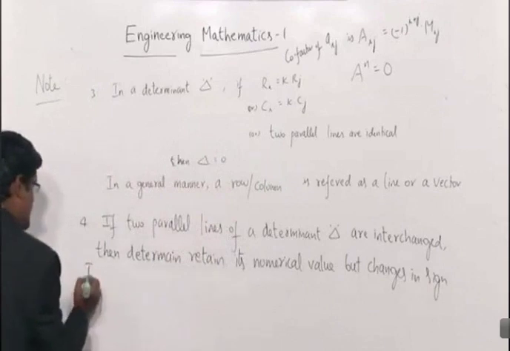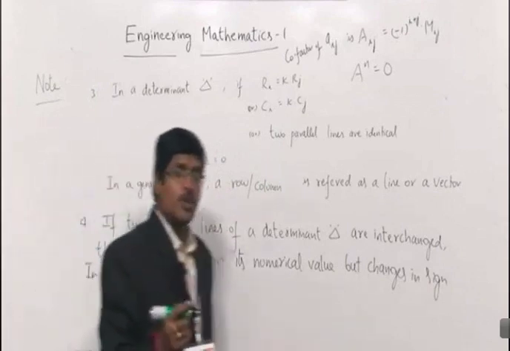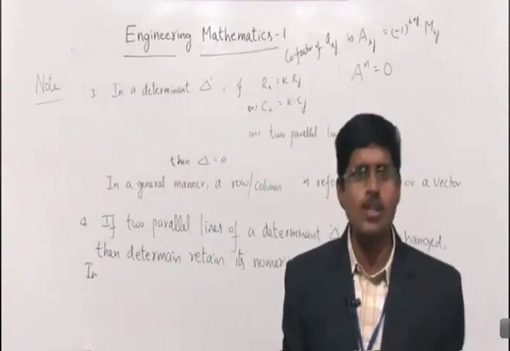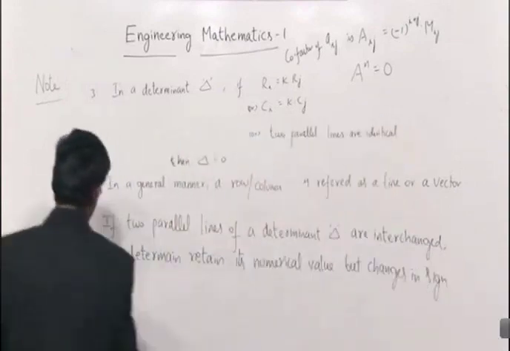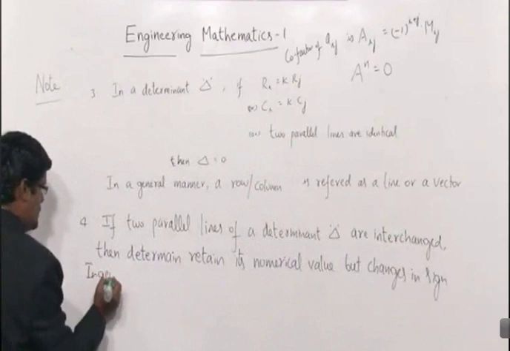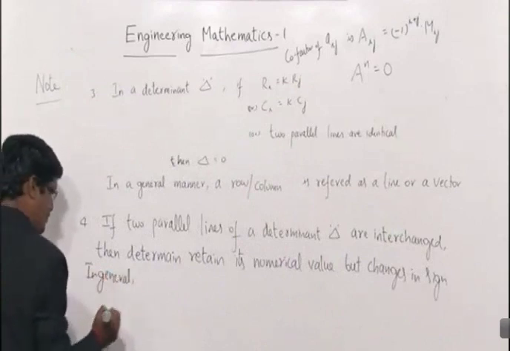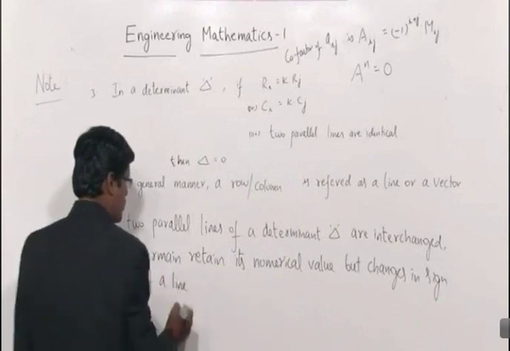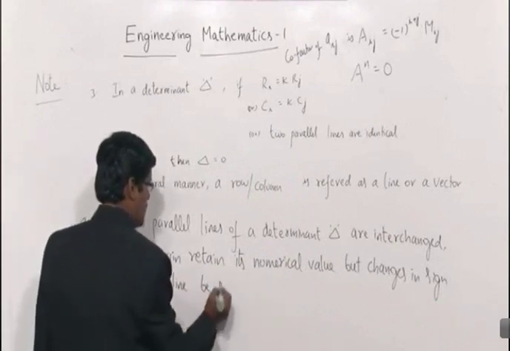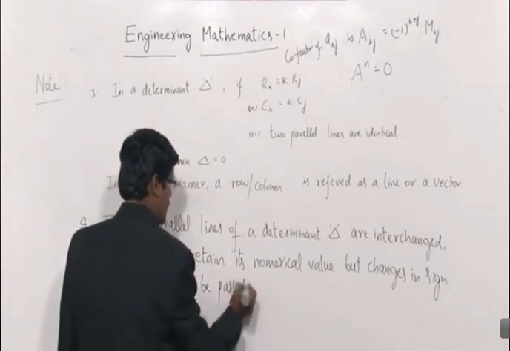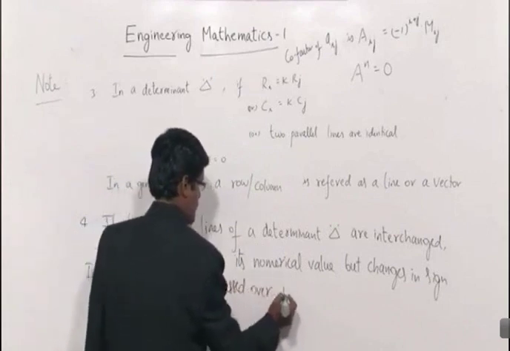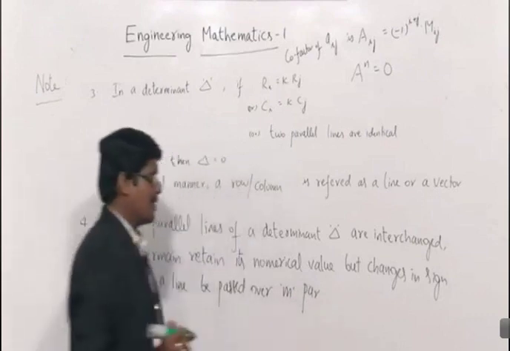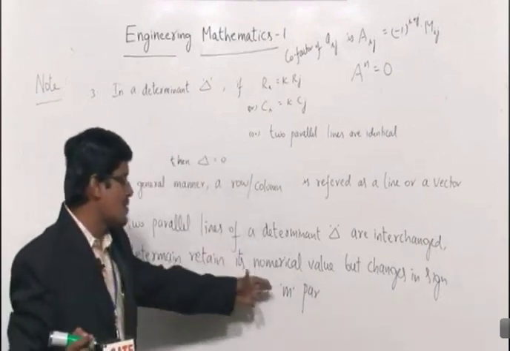In general, interchanging two rows or two columns means one row is passed over another row, one column is passed over another column. In general, if a line, meaning row or column, is passed over m parallel lines, that means we have done that operation, interchanging of two rows or two columns, m times.